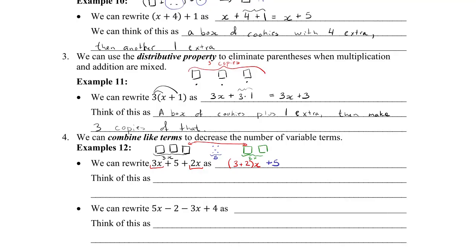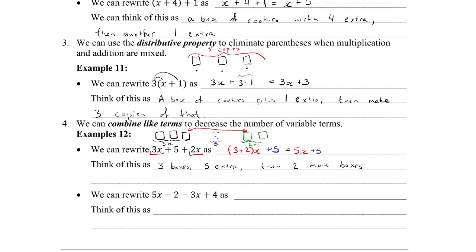So we can rewrite this expression as 5x plus 5. And we're thinking 3 boxes of cookies, and then 5 extra cookies, then 2 more boxes. And when we combine those, we have 5 boxes and 5 extras. This last one, we also have subtraction. So let's see how that goes.